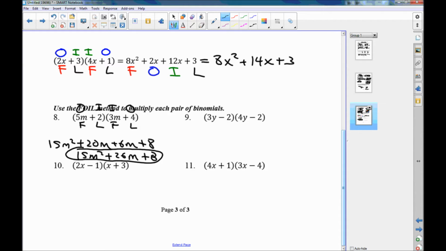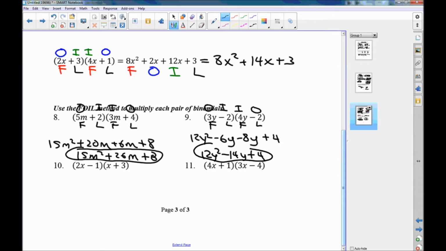All right, number 9. Our first terms are 3y and 4y, so that makes 12y squared. Outside is 3y and negative 2, so that makes negative 6y. Inside is negative 2 and 4y, so that makes negative 8y. And then last is negative 2 and negative 2, and they multiply to 4. So we get 12y squared minus 14y plus 4.